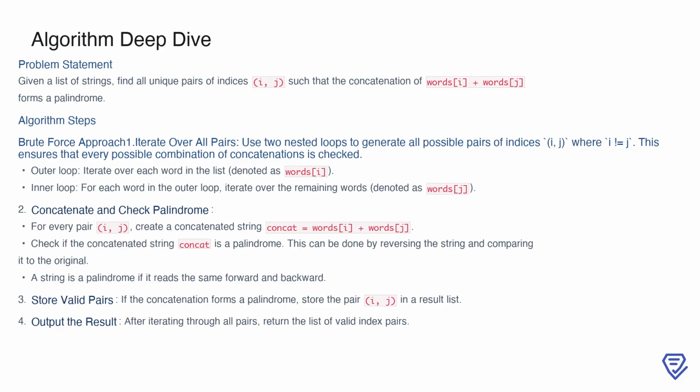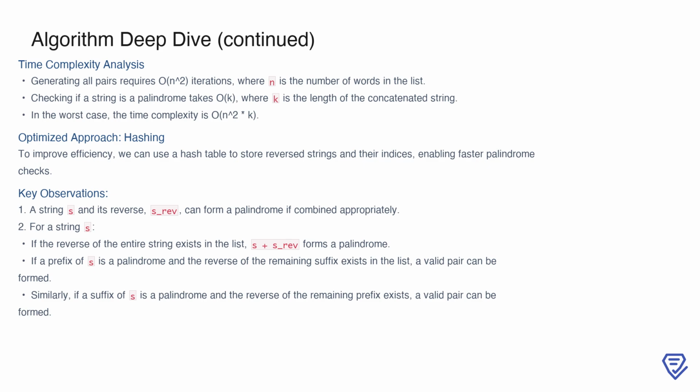While this approach is simple and gets the job done, it involves a lot of redundant checks, which makes it inefficient for larger inputs. The brute force method is computationally expensive due to its nested loops. Generating all pairs takes O(n²) time, where n is the number of words, and checking if a string is a palindrome adds an additional O(k), where k is the length of the concatenated string. In the worst case, this results in an overall time complexity of O(n²*k).